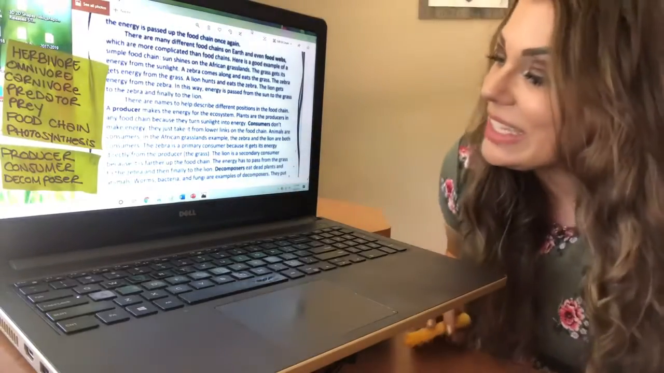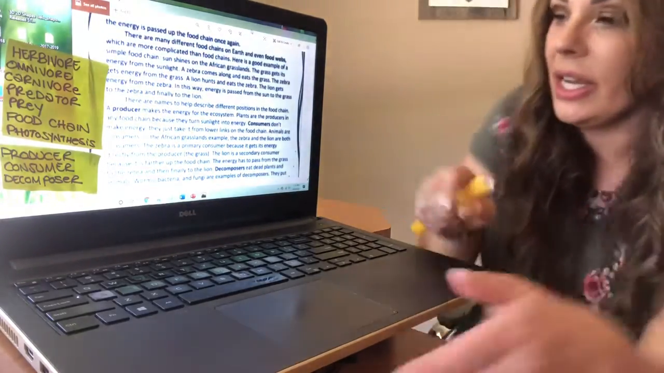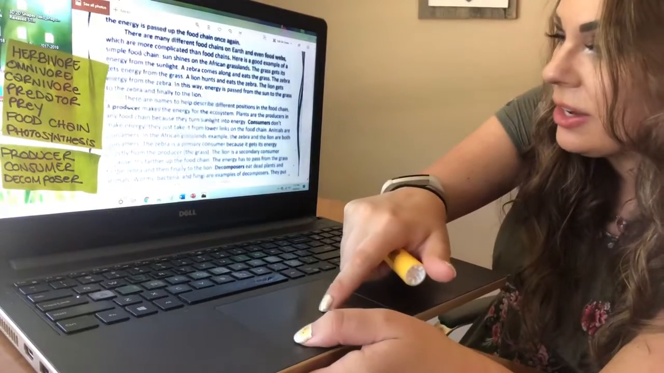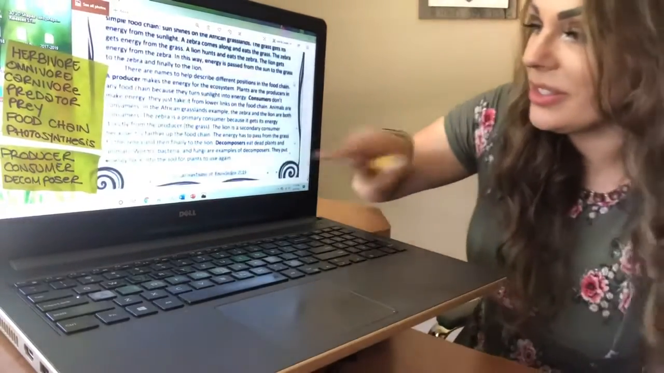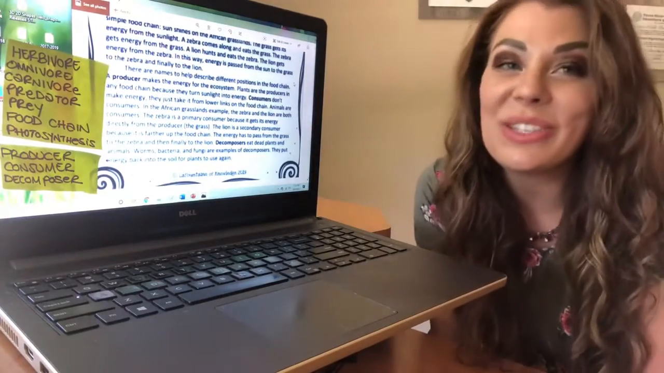Decomposers eat dead plants and animals. Worms, bacteria, and fungi are examples of decomposers. They put the energy back into the soil for plants to use again.